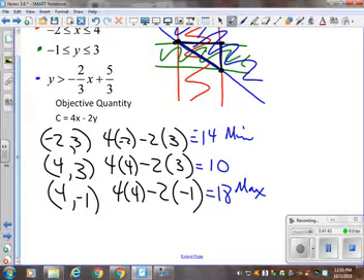Now, I want you to be very, very careful. Students miss this all the time. This point causes the minimum value of negative 14. The value is the minimum. This is the point that causes it to have that minimum.